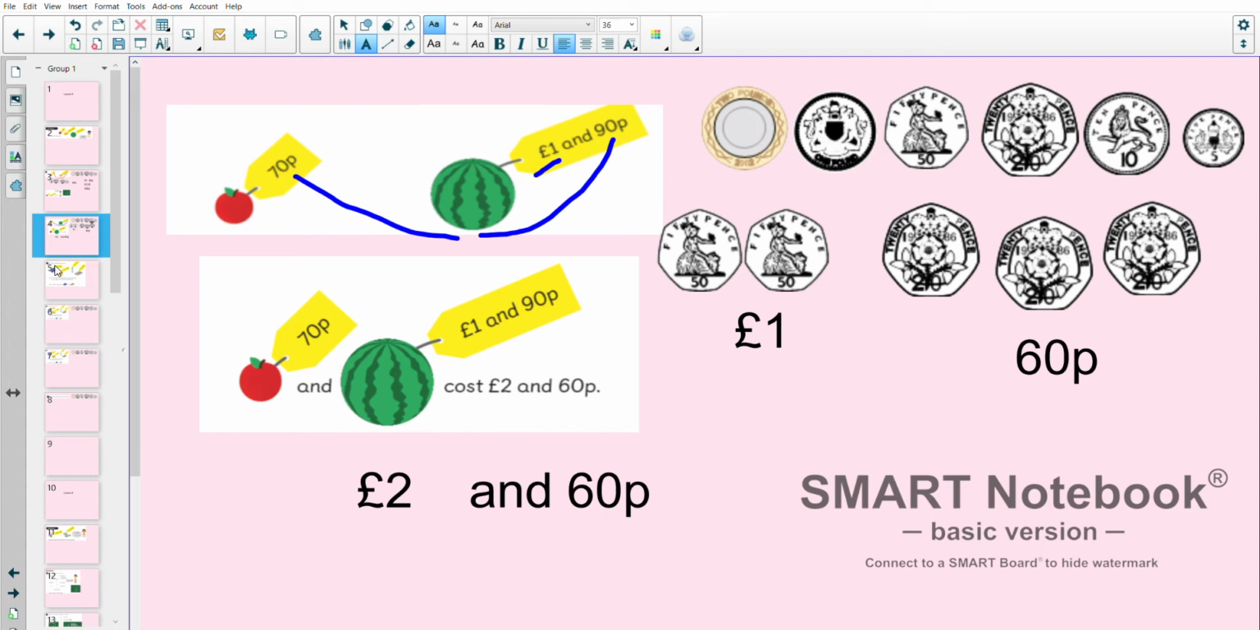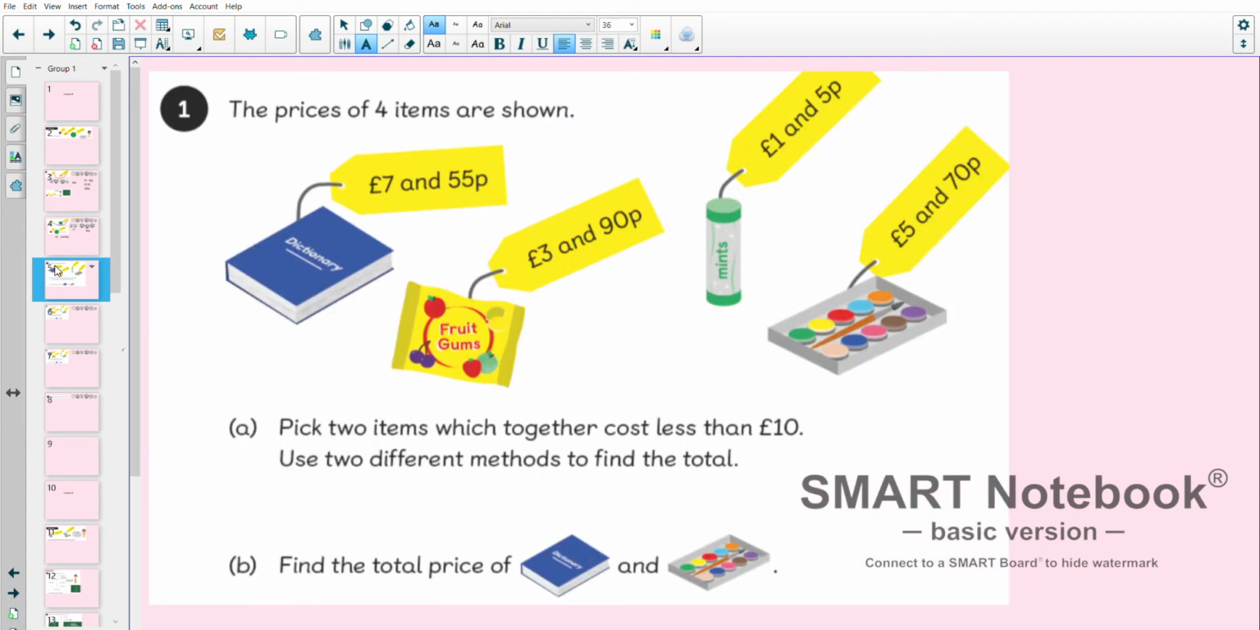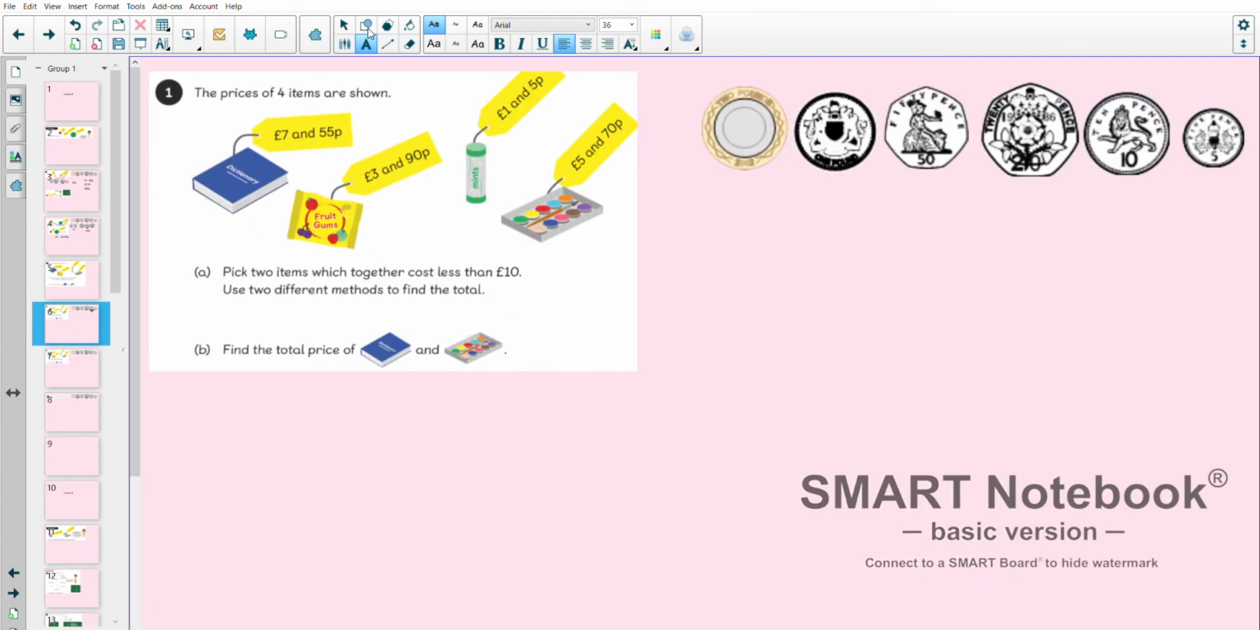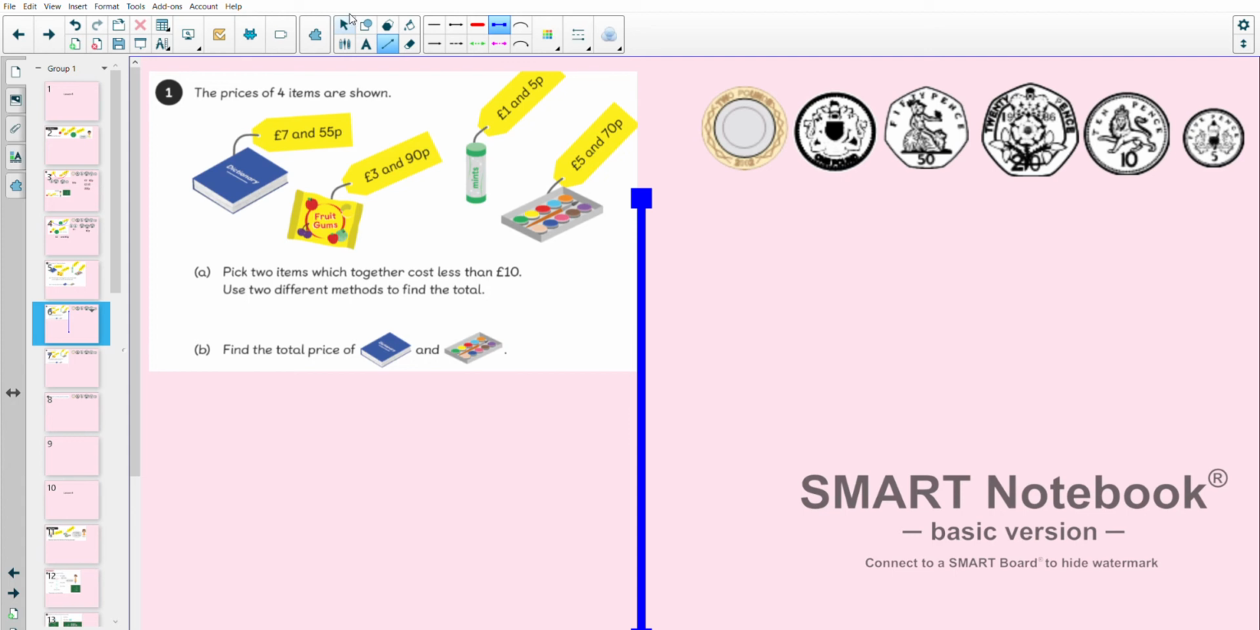The guided focus today is looking at 4 items. The first part is to pick 2 items that cost less than £10 and add them together. And then the second part is to add the dictionary and the paint palette, which are the 2 largest parts. I'm going to do that 2 different methods. To make it less than £10, I need to choose some smaller items, because if I choose the 2 big ones, it's going to be way too big.